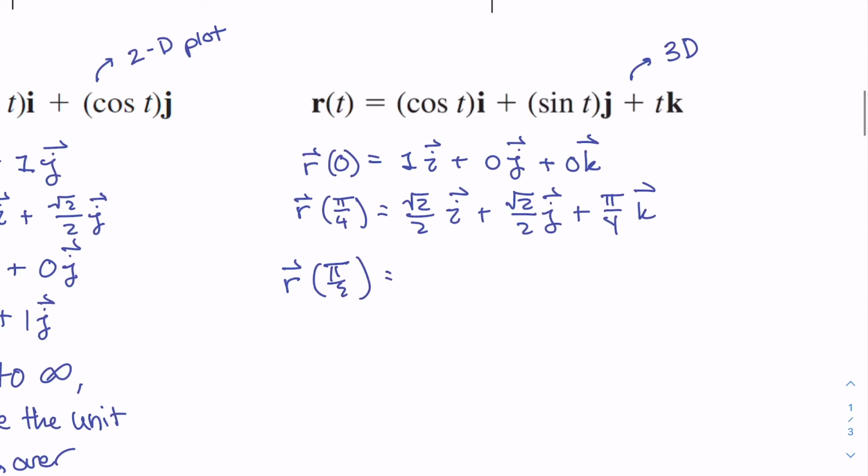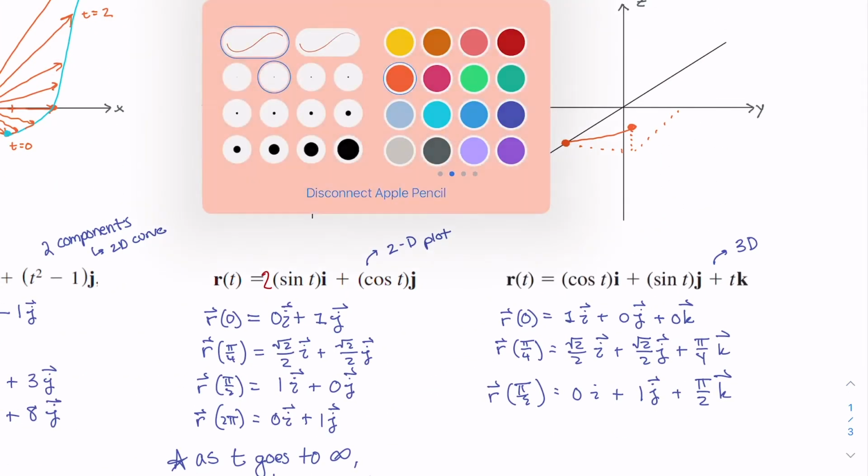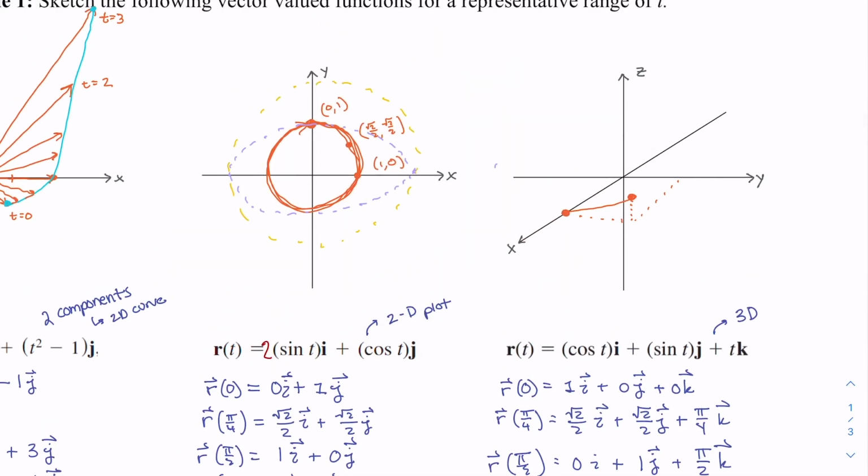That will be 0i plus 1j plus just pi halves k. So what does that look like? 0i, 1j, pi halves k. So now we're 1 in the y direction.